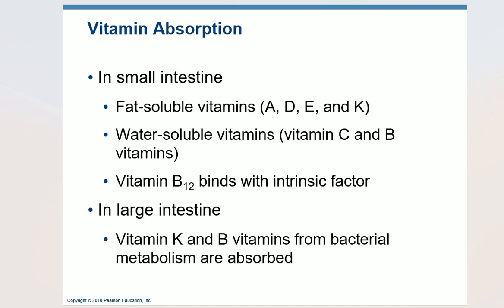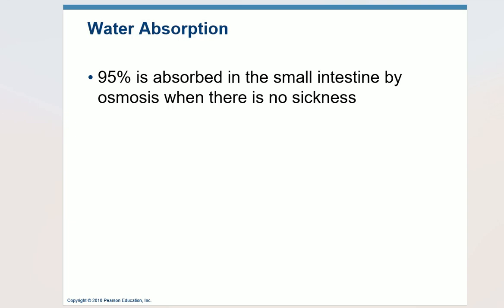And then you have vitamin B12 with intrinsic factor. Large intestine, vitamin K and vitamin B are absorbed from bacterial metabolism. Remember, in the small intestine, fat soluble, A, D, E, K, water soluble, B and C. Water absorption. So 95% of water that gets in the gut's reabsorbed in the small intestine.